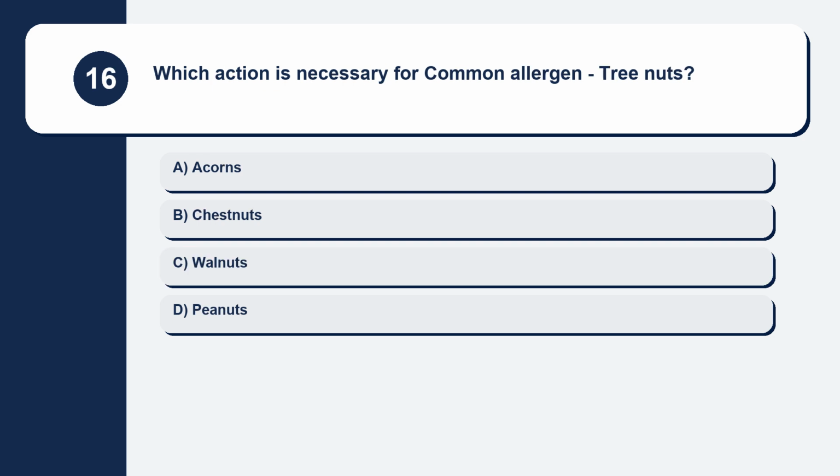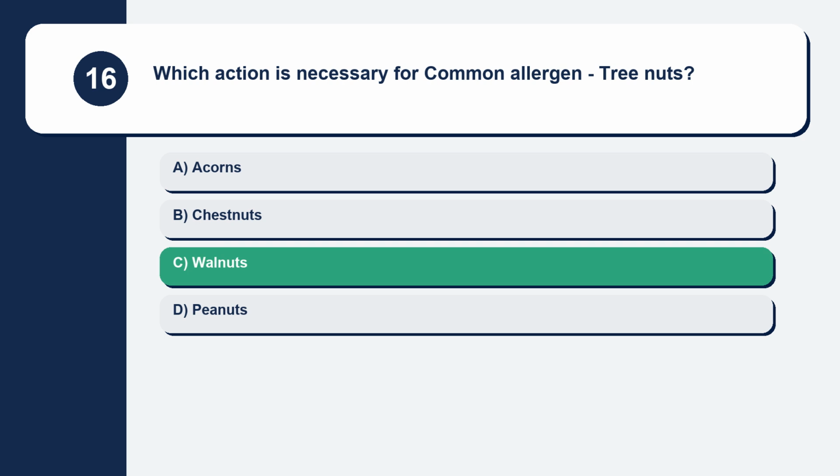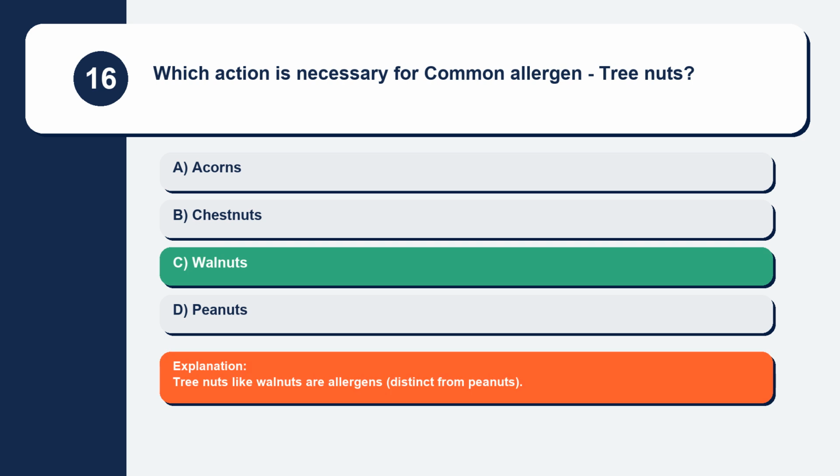Question 16. Which action is necessary for common allergen, tree nuts, acorns, chestnuts, walnuts, peanuts? Tree nuts like walnuts are allergens, distinct from peanuts.